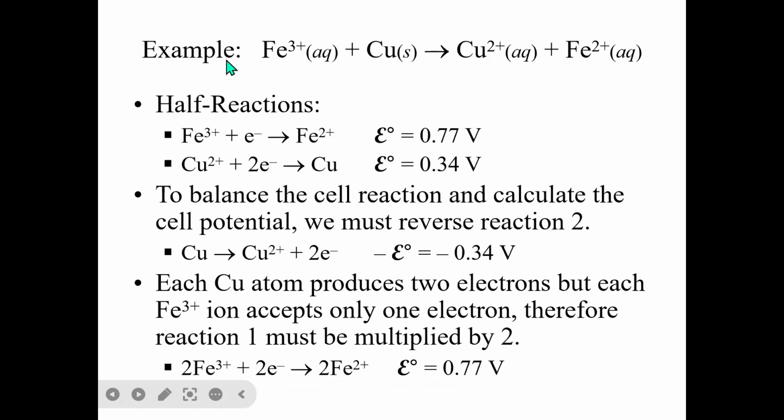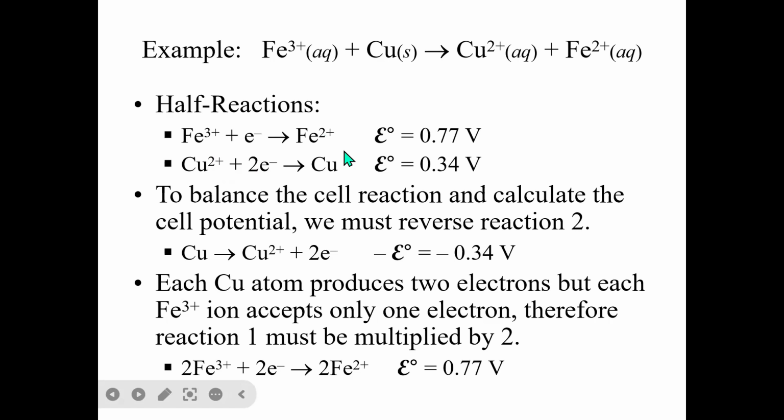So now this is an example where we have Fe3+ and copper to give us Cu2+ and Fe2+. So these are the half reactions. In this half reaction, of course, this is what we have: Fe3+ to Fe2+, and then we have copper. This is Cu2+ plus 2 electrons, then it will give us the neutral copper.